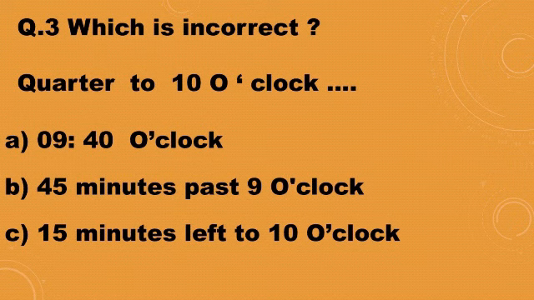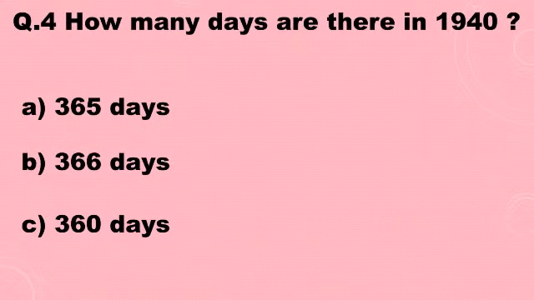Which is incorrect, what is written? You have to write the incorrect option. That means two options are correct and one option is incorrect. So you have to choose it. Just apply the quarter and past concept and you can easily understand what the answer will be. Give the answer. It is also a very easy question.